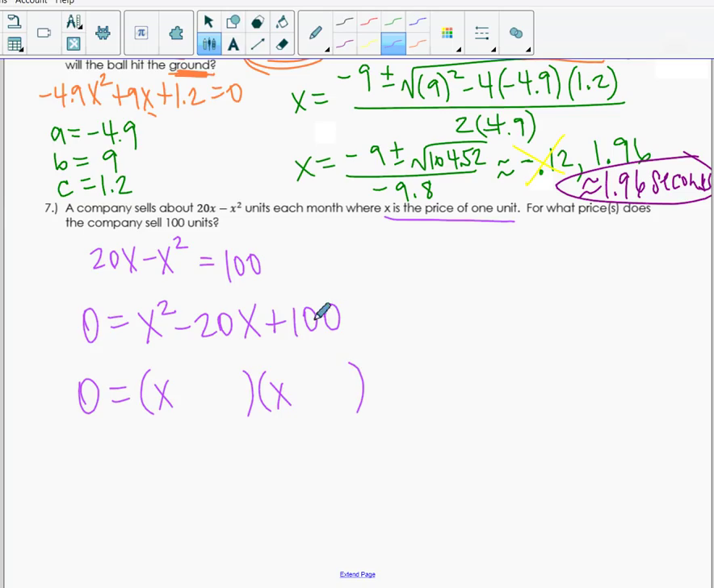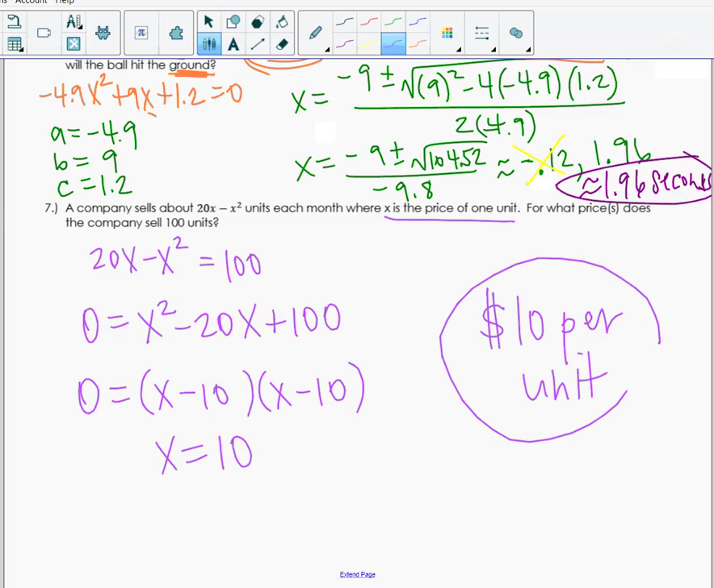2 numbers that multiplied to be 100 and add to be negative 20. You guys, this is what we did with completing the square. That's a perfect square trinomial. Negative 10 and negative 10. X times x is x squared. Negative 10 minus 10 is negative 20. Negative 10 times negative 10 is 100. So that tells me that I have one answer of 10. So the price per 1 unit, when they sell 100 units, if it costs $10 per unit, then that means they are going to sell 100 units. So I don't even need to do the quadratic formula here in order for it to work.